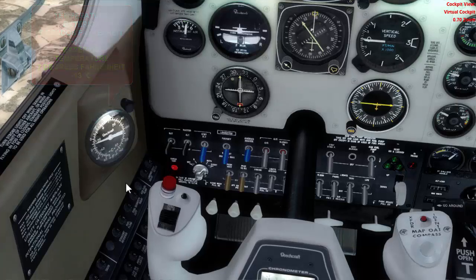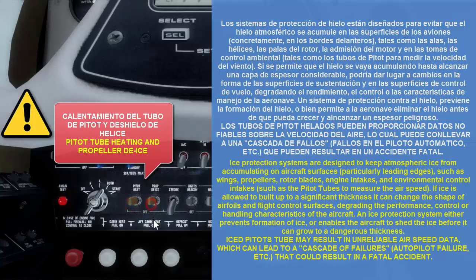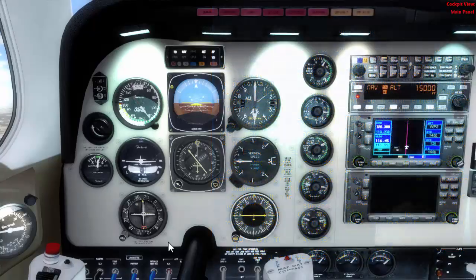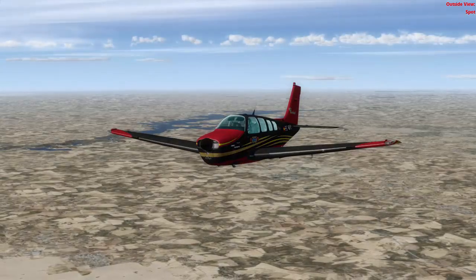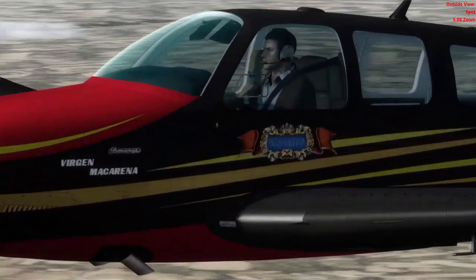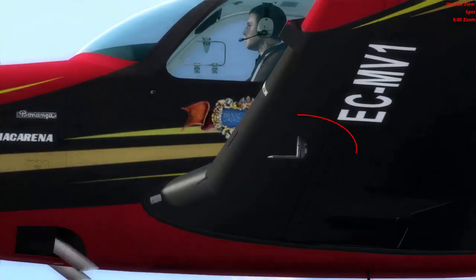Take a look at the static air temperature, 7 Fahrenheit, that will be minus 13 degrees Celsius. So we will activate the pitot heat and the propeller de-ice, because if we don't do that, we could have a fatal accident. And if you type in Google "pitot heat accident", you will get real flights that had accidents for not setting the pitot heat properly.